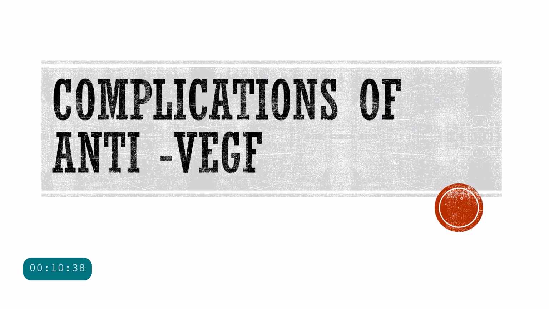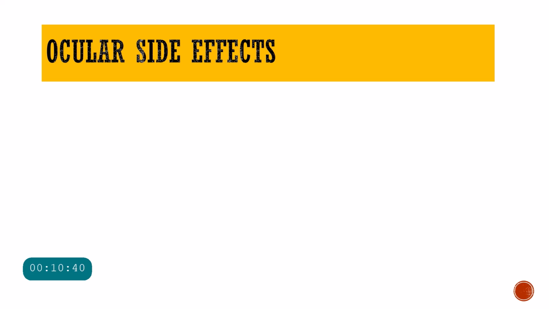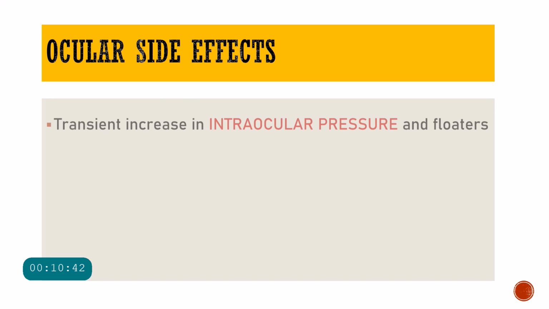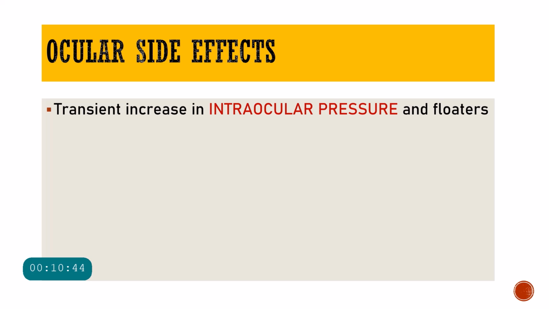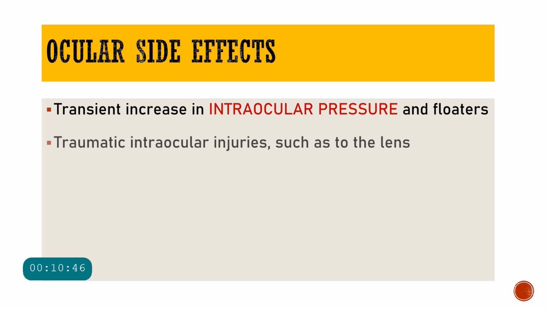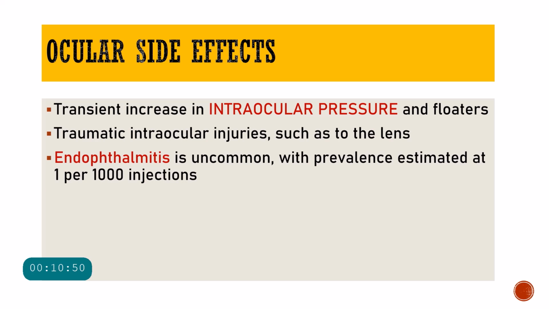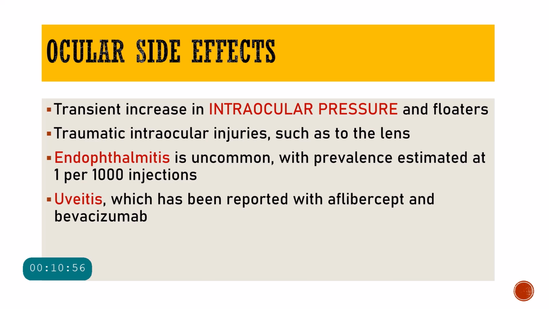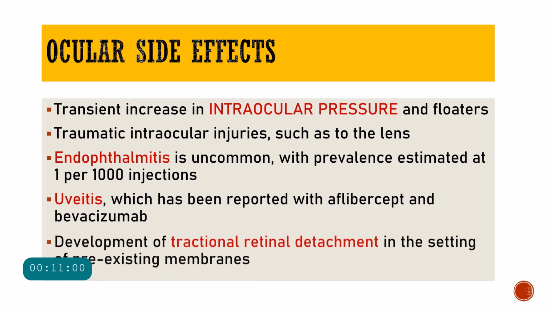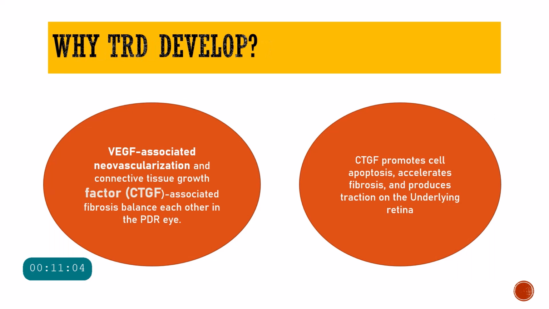Coming to the complications of anti-VEGF. Now, there are a lot of ocular side effects with anti-VEGFs. There can be a transient increase in the intraocular pressure. Patients can report floaters. There can be damage to the lens, and along with that, there can be chances of endophthalmitis. It's not very common, 1 per 1,000 injections. Patients can develop uveitis. It's more common with aflibercept and bevacizumab. They can develop tractional retinal detachment, specifically in patients who have pre-existing membranes.